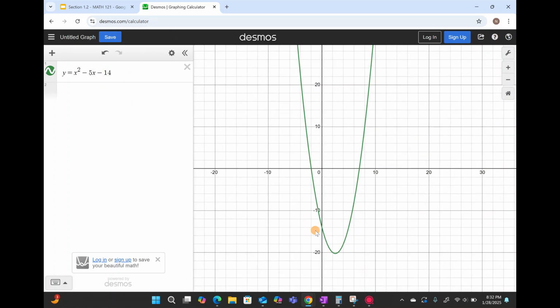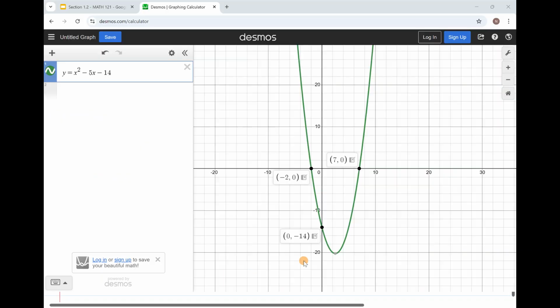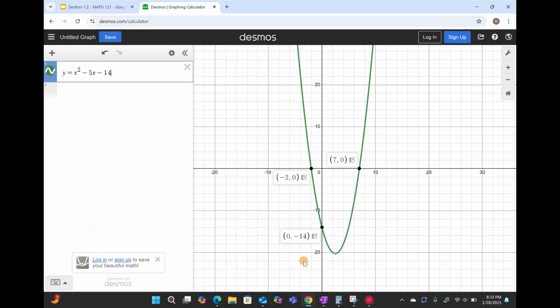Notice that the y-intercept is right here. If I click on it, we see that that y-intercept is indeed 0, negative 14, as we calculated. And the x-intercepts are negative 2, 0, and 7, 0. As you can see, we got the same exact answers as we did by graphing it.